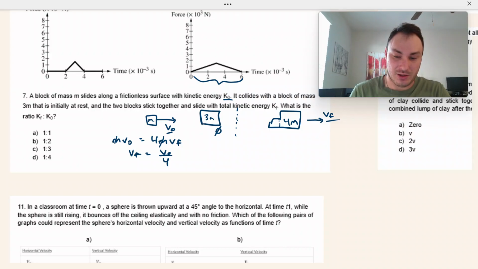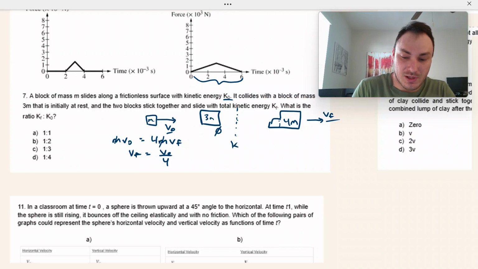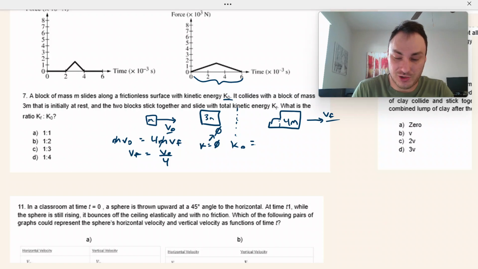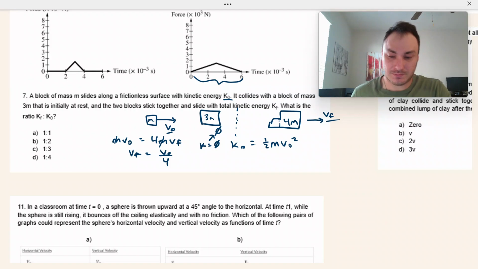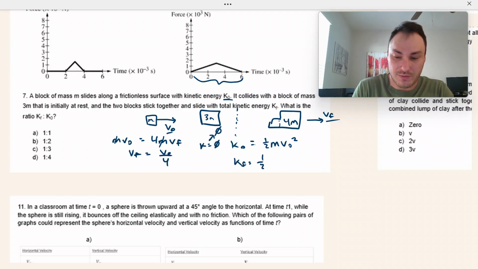Now let's look at the total kinetic energy of the two systems. Initially, once again, this one is not going to have kinetic energy since it's not moving. So the kinetic energy of the first section is just 1/2 m v naught squared. The kinetic energy of the second system is 1/2. We now have a mass of 4m because we have all of this, and we have a speed of v naught over 4, squared.